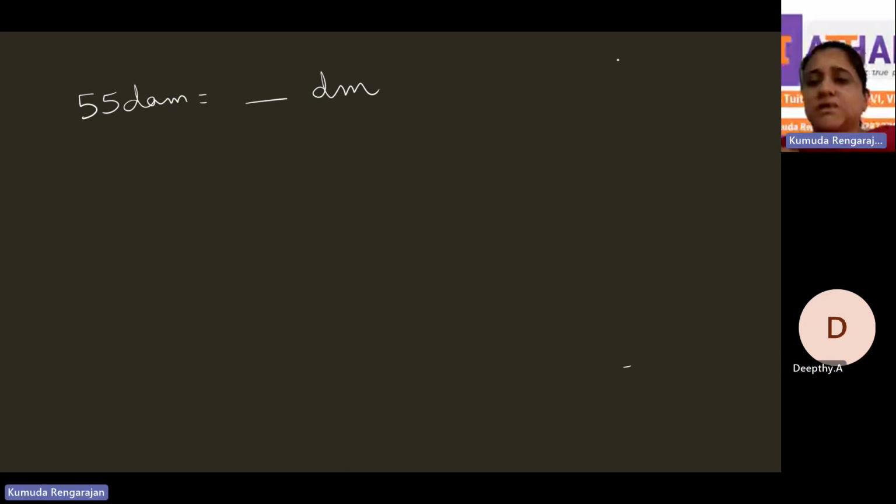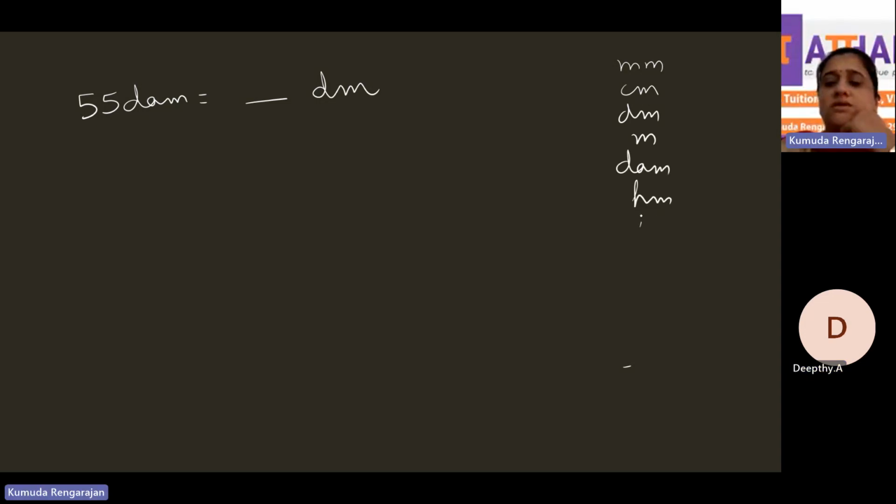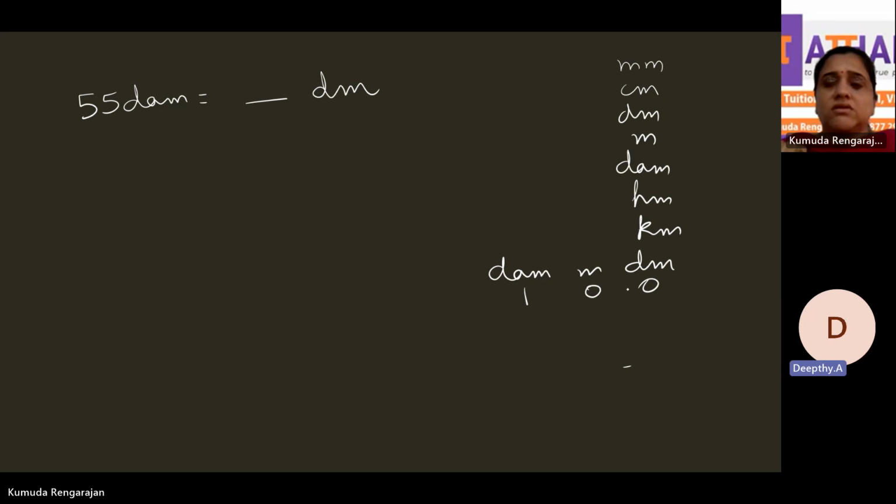Now complete the chart, Deepthi. Millimeter, centimeter, decimeter, meter, decameter, hectometer, kilometer. Correct. Now we are converting decameter to decimeter. So decameter, meter, decimeter. What is the number? 100. And we are converting a larger unit to a smaller unit, so you'll have to multiply. So 55 into 100 is 5500. Got it? Yes, ma'am.